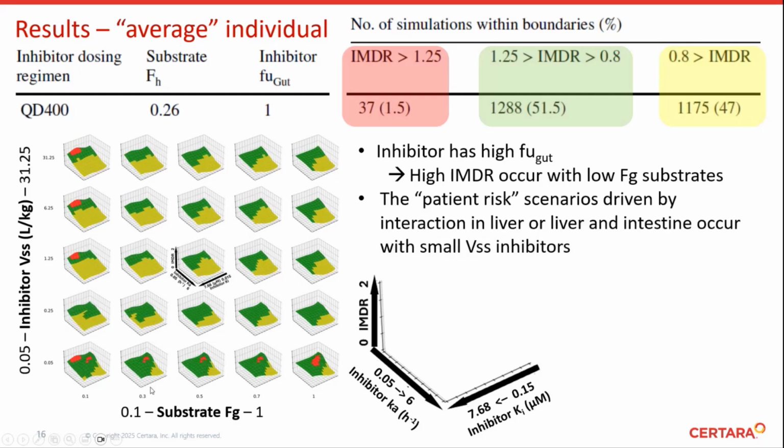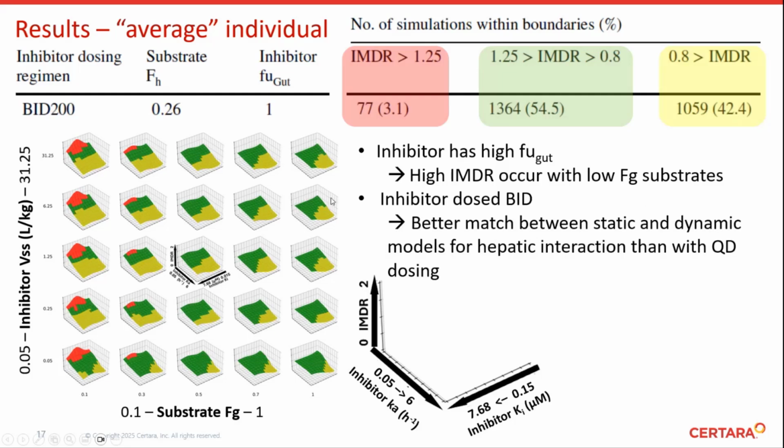Then comparing this again, an otherwise similar case, but just changing the inhibitor dosing regimen from QD 400 milligrams to BID 200 milligrams. So the daily dose, and thus the average concentration at steady state in circulation, will be similar, but the peak to trough ratio in the dynamic simulations will be different, and also the concentration predicted for the gut wall will be different in these.